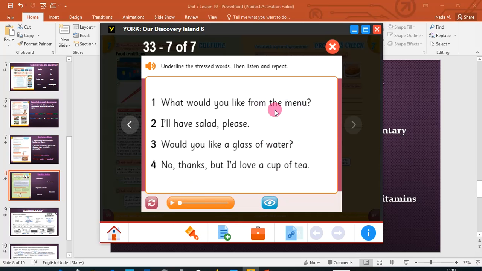Okay, so the stressed word in this question here was menu. The stressed word in this sentence, I'll have salad, she said. So salad is stressed here. Would you like a glass of water? So glass and water are stressed. Number 4, no thanks, but I'd love a cup of tea. So cup and tea are stressed here.